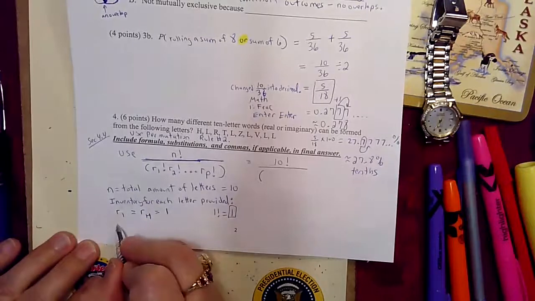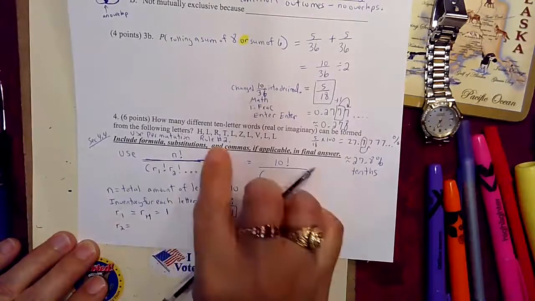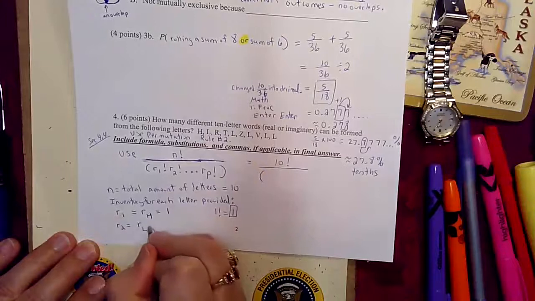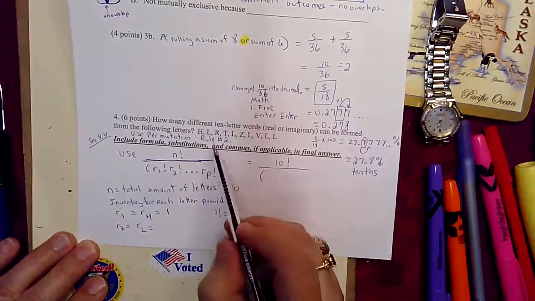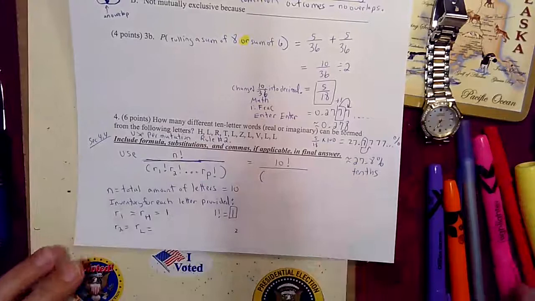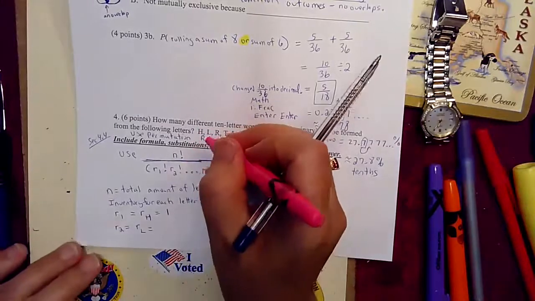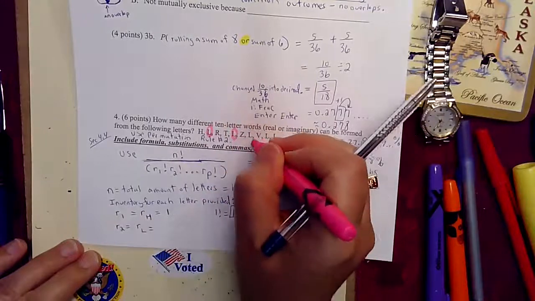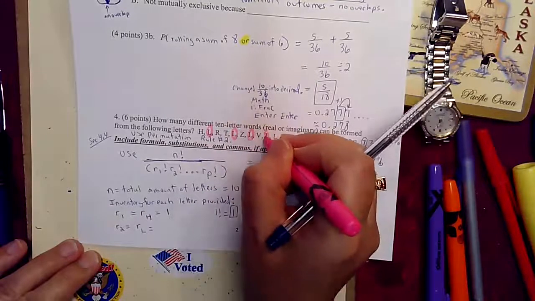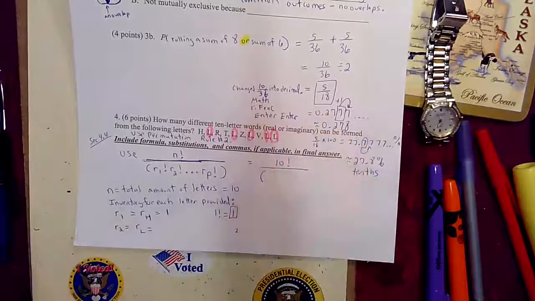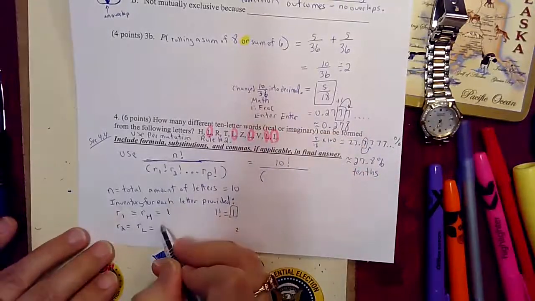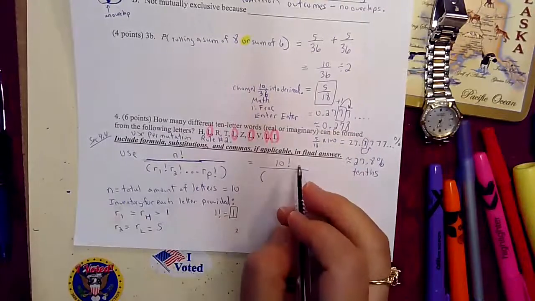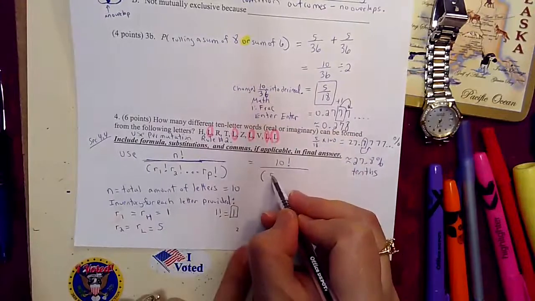Okay, R sub 2, the next letter, that looks like an L. So I'm going to say that's R sub L. How many L's do you have? So let's see. There's 1 here, 2, 3, 4. Wow, that's a lot. 5 of them. So that's 5. Okay, so then if I include that one, that'd be 5 factorial.